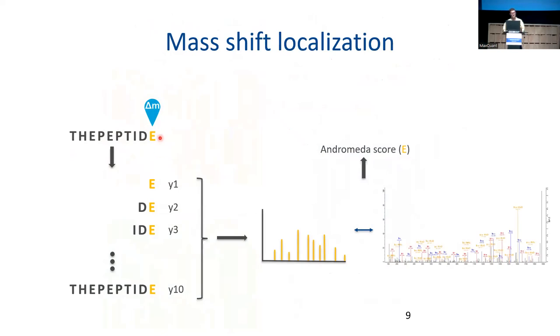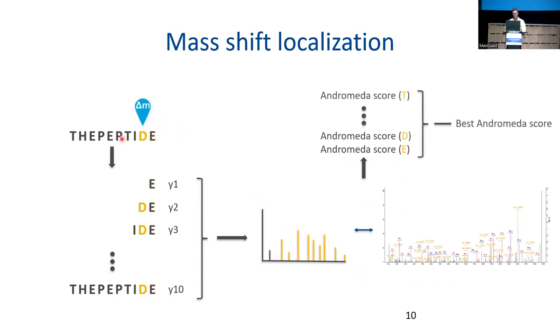Like so, we get ion series, different parts of which are shifted. For example, if we place delta mass on the last amino acid of the sequence, then the whole Y ion series will be shifted towards a higher mass region. We then map this to an observed spectrum and get an Andromeda score for the last amino acid.